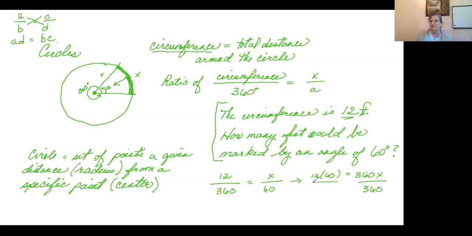Divide both sides by 360. Will give us X. And this is going to come out to, I could reduce first, X is 2, so 2 feet. Now in this case, notice that 60 degrees is exactly 1/6 of the entire circle, and that 2 feet is exactly 1/6 of 12 feet.